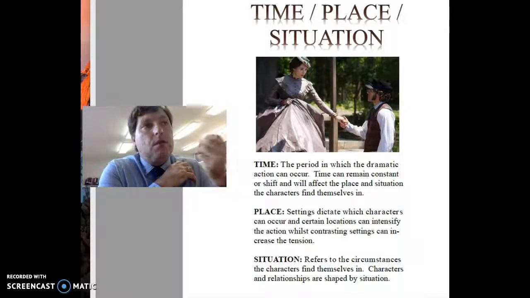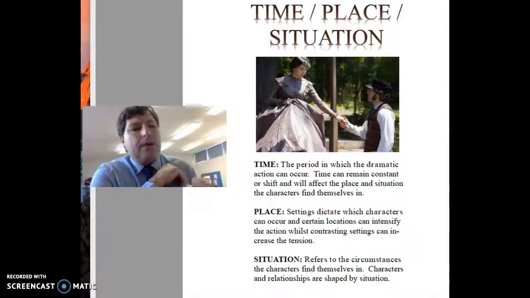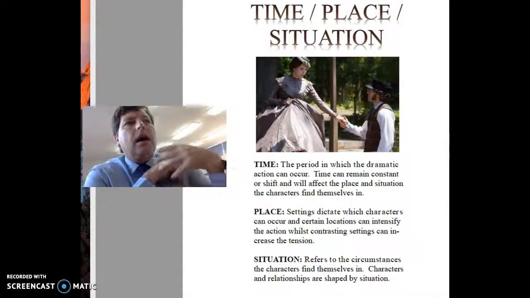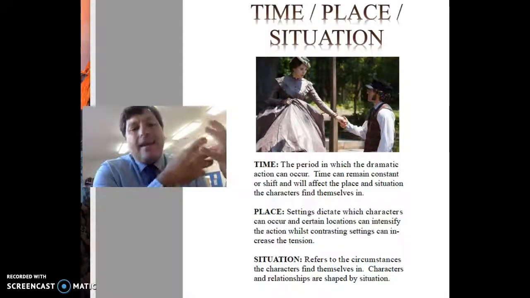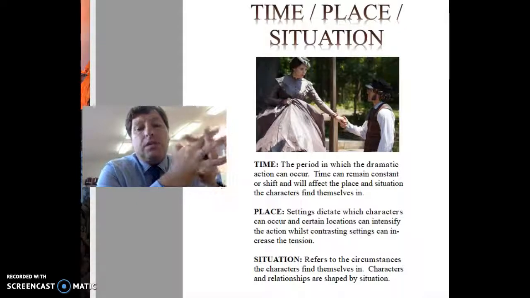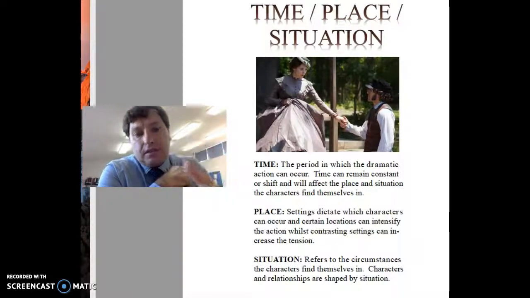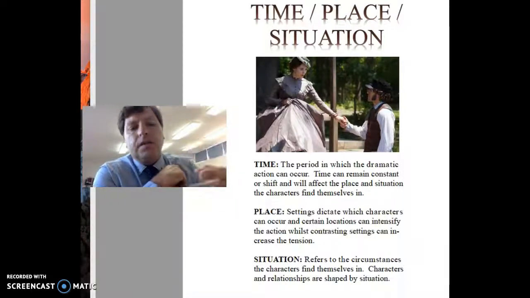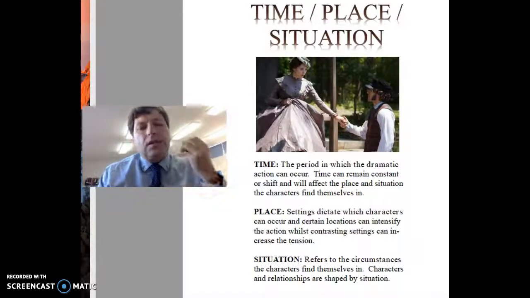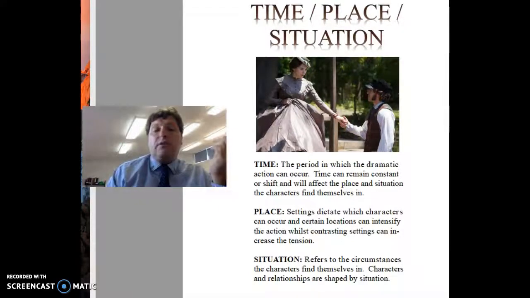Once we have all those things, we must also ground the work. We must give the audience a time frame, a place, and a situation. We must allow the audience to say, this is a familiar or this is an alien environment, and I get that. I'm with that. So time, of course, is the period in which the dramatic action can occur. So you can see by that photo that the time of which this action is occurring is causing the actors to behave, move, and be truthful in a certain way.